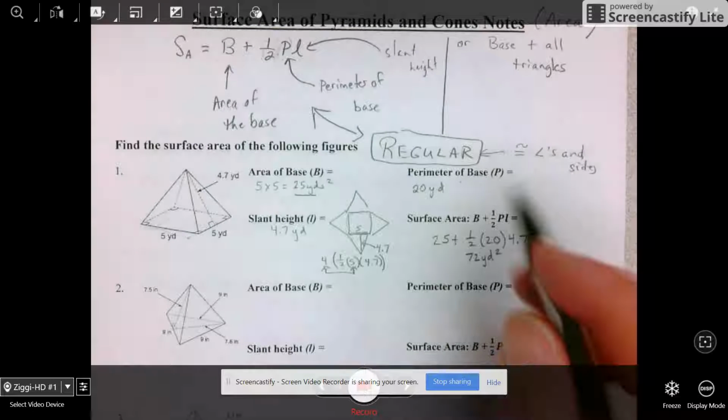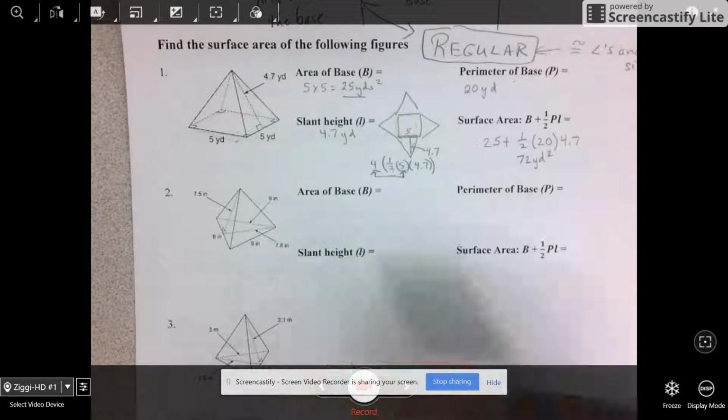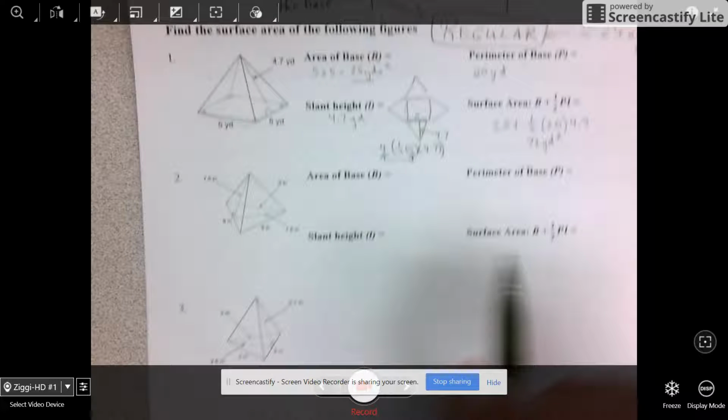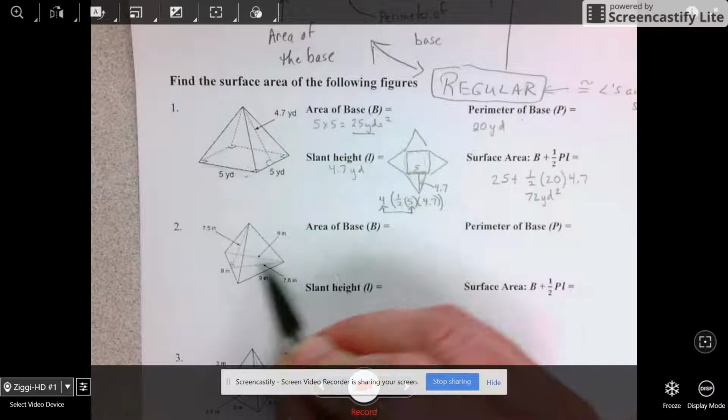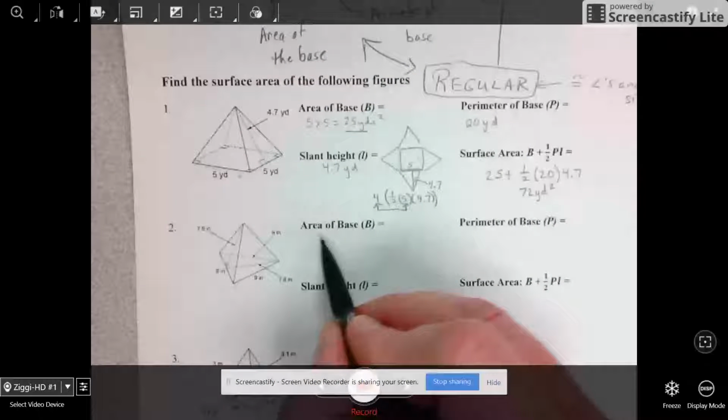Okay? So you're going to do number 2. Number 2 is a triangular base, so just be careful. It doesn't have 4 triangles, it only has 3. Actually, I'll do number 2 to make it a little cleaner here, so you can just keep working. So the area of the base is a triangle. It's 9 by 7.8, so 1/2 times 9 times 7.8. Area of a triangle is half base times height.